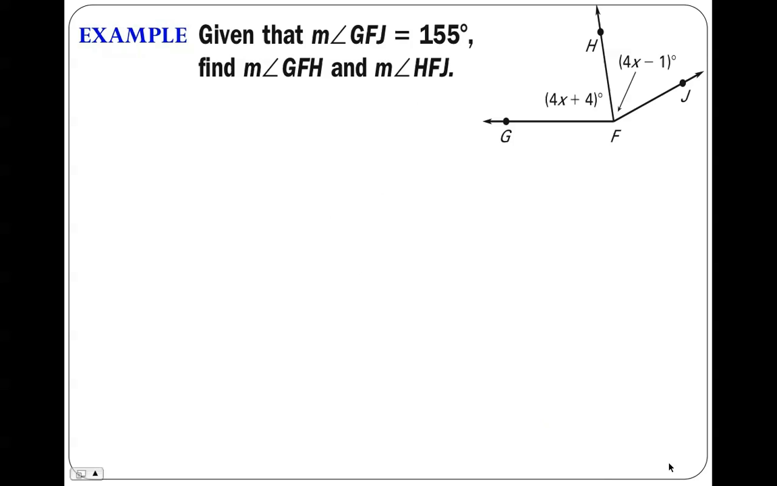Okay, so here's an example. Again, go ahead. I actually think on your note sheets I put this here for you so you had a better reference point. Okay, got to read the information. Given that the measure of angle GFJ is 155. So you've got to go over here and ask, now which one is GFJ? Well, GFJ is the whole big angle. So from here all the way to here is 155. We want to find the measure of the 2 little guys, GFH and HFJ.